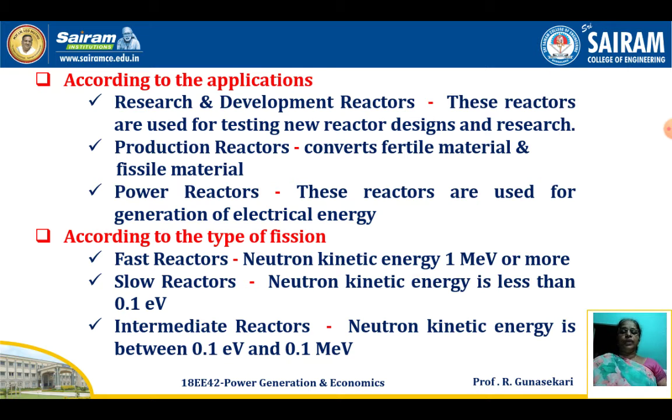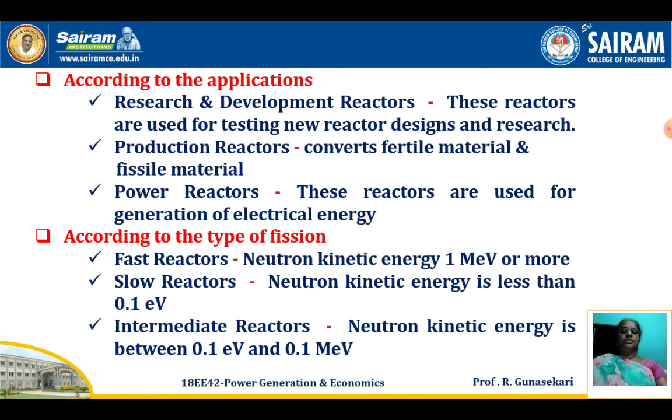Second one is the slow reactors. Neutron kinetic energy is less than 0.1 electron volt only. Such type of reactors is called slow reactors. The third one is intermediate reactors. That is, neutron kinetic energy is between 0.1 electron volt and 0.1 mega electron volt. So based on the neutron kinetic energy during nuclear fission, we classify the three reactors, that is fast reactors, slow reactors, intermediate reactors.